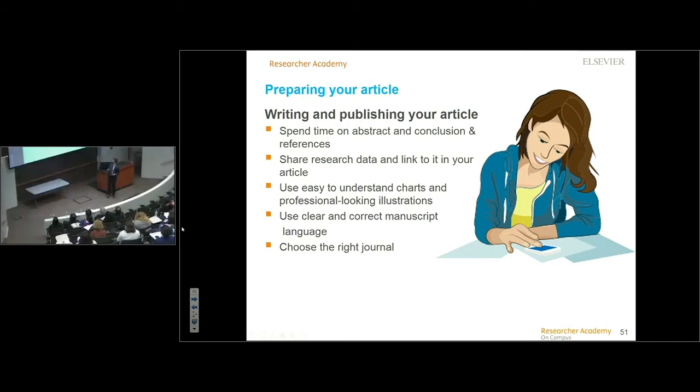Using easy to understand charts and professional looking illustrations. If anything, our society is moving more and more to graphics and less to text. This is painful for me. I'm one of those people who doesn't like to watch the video. I like to read the article. But realistically, more and more people are looking for those catchy images.